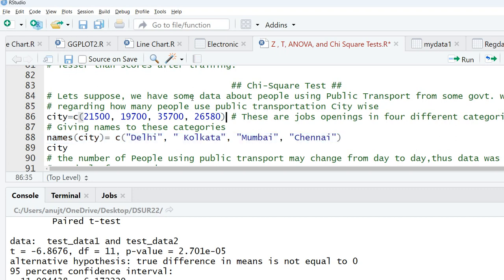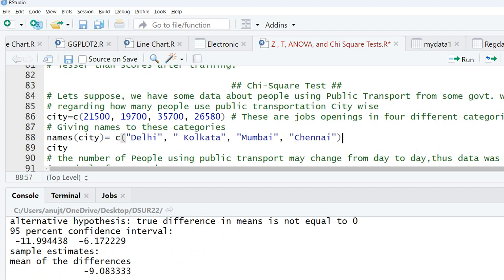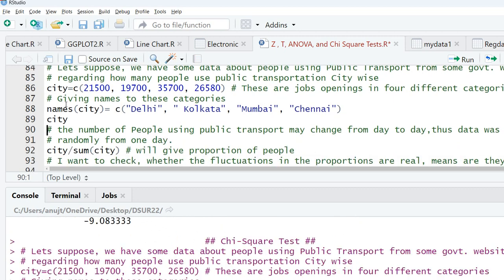So let me run these codes, city names, and let's see city. If I run city, we can see in the console the output: 215 for Delhi, and these numbers of people use public transport in Kolkata, Mumbai, and Chennai. Okay. Now to get the proportion of it, I have taken city-wise counts and I'm dividing by the total count. So see, the total number of passengers who use public transport is what we get if we add all these values.